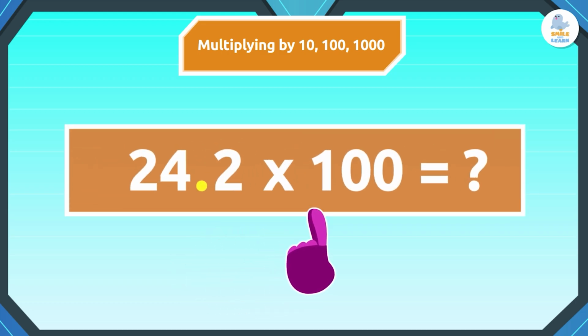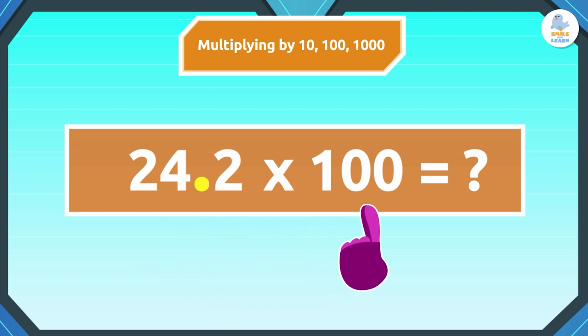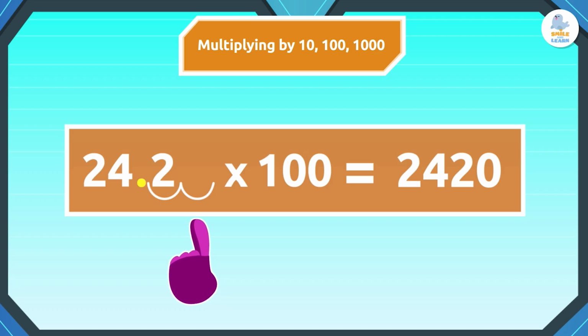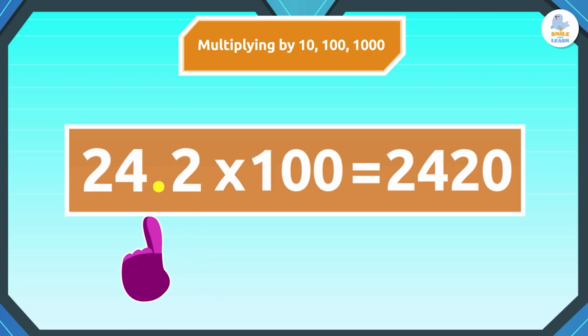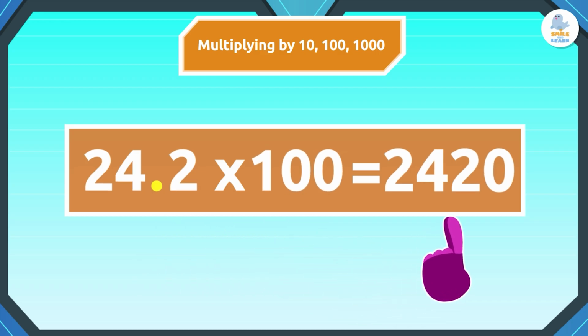If we want to multiply 24.2 by 100, we have to move the decimal point 2 places, because 100 has 2 zeros. So, we add a 0 to the product, since we don't have enough digits to move the decimal point 2 places. 24.2 times 100 is 2,420.